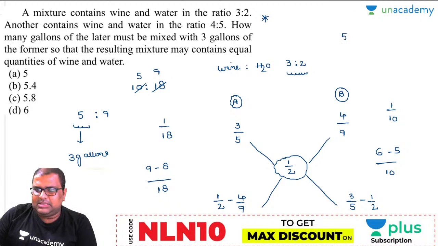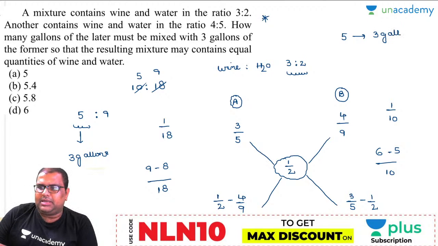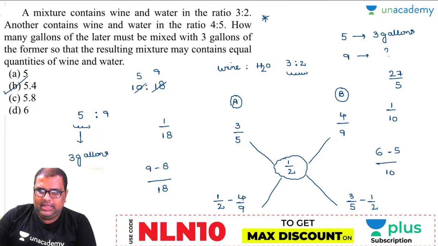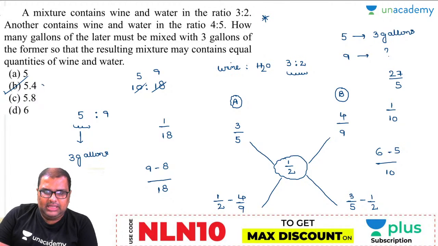So 5 parts is equal to 3 gallons. Now how much is 9 parts? That's the question there. So your answer will be 9 threes are 27 by 5. So is it 5.4? Sanjana, it is not that. You have missed out there. 9 threes are 27, 5 fives are 25. 5.4 gallons is the answer.